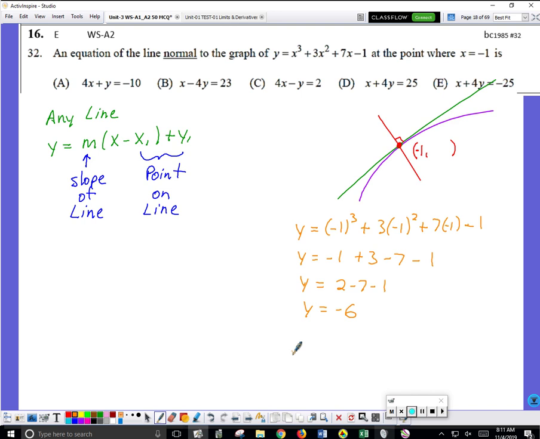Y coordinate. So right here. And now I know that this point, -1, -6, is on 3 different things. It's on the purple curve, it's on the green line, it's also on the red line. They all intersect at that point. You need me to explain anything conceptually. I've got everything I need for this red line except for the slope of the red line. So hands up. How do I find the slope of the red line?